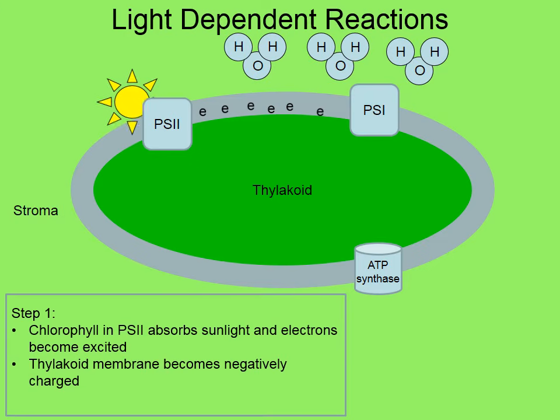This causes the thylakoid membrane to become negatively charged. If you remember, electrons have a negative charge. Once the thylakoid membrane becomes negatively charged, this is going to start what we call an electron transport chain. It's a chain reaction, a series of events triggered by all these electrons.